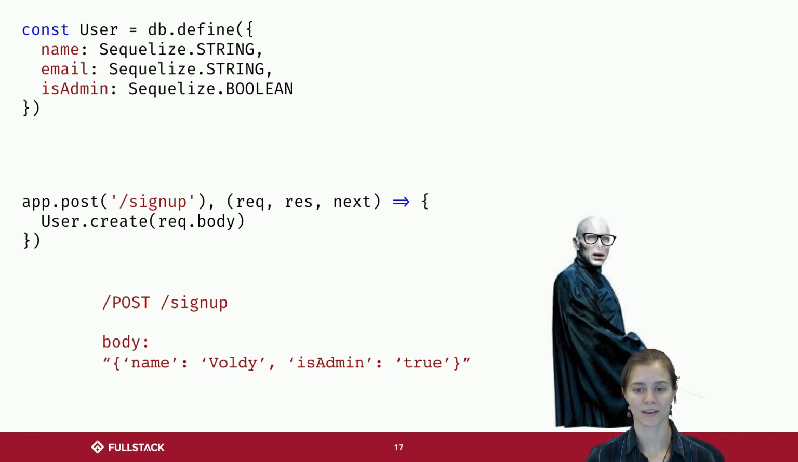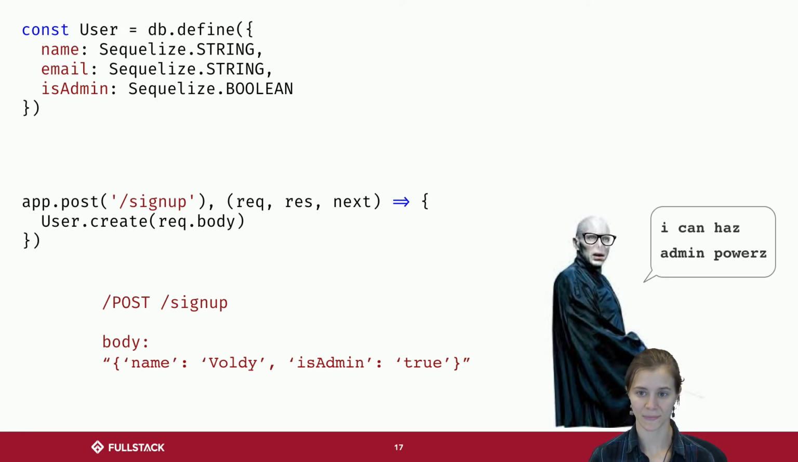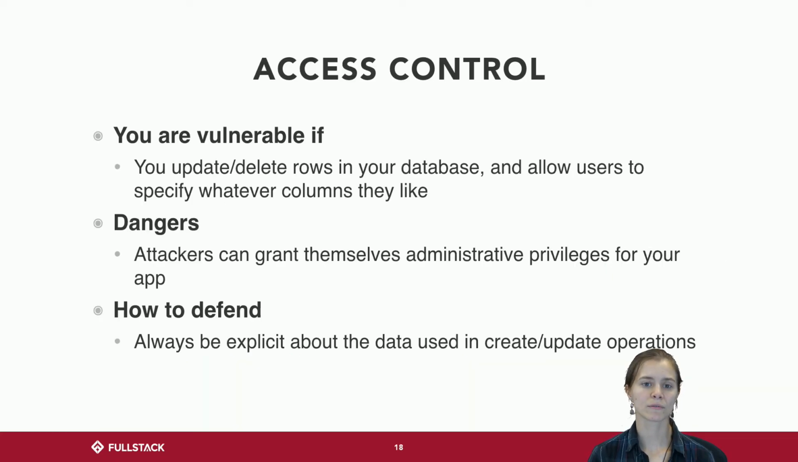So he can then just create a new user and name himself an admin because we're passing that entire object into user.create without sanitizing it or explicitly stating what we want those properties to be. And now he has admin powers, which probably isn't a good idea. You are vulnerable if you are updating and deleting or creating rows in your database, but are allowing users to specify whatever columns they want to add in that req.body.